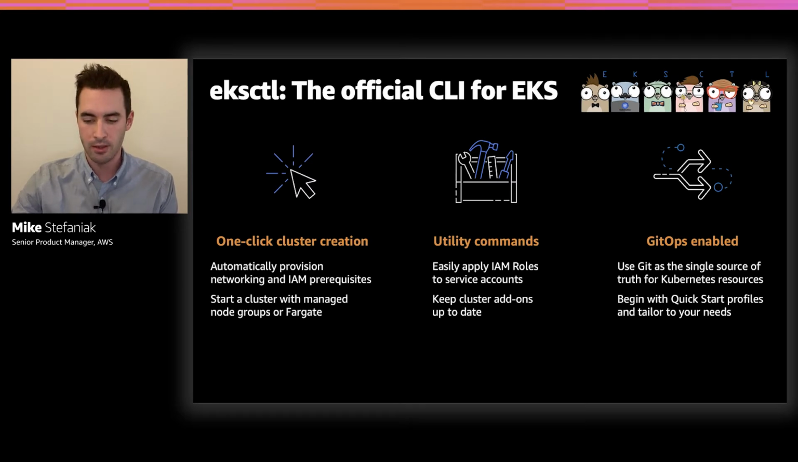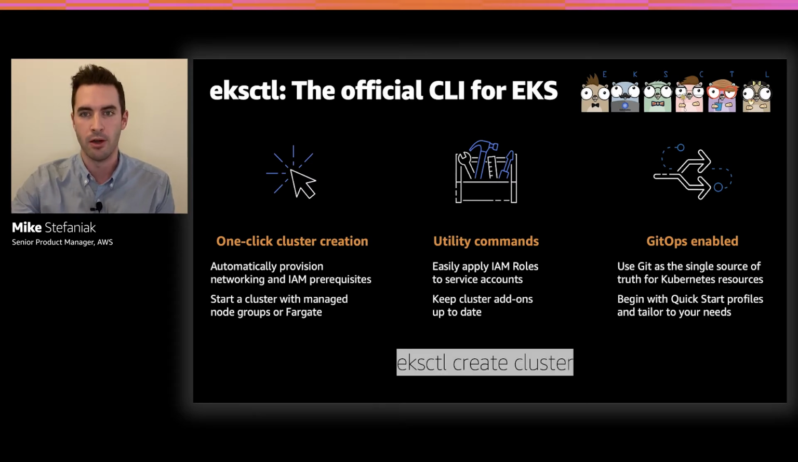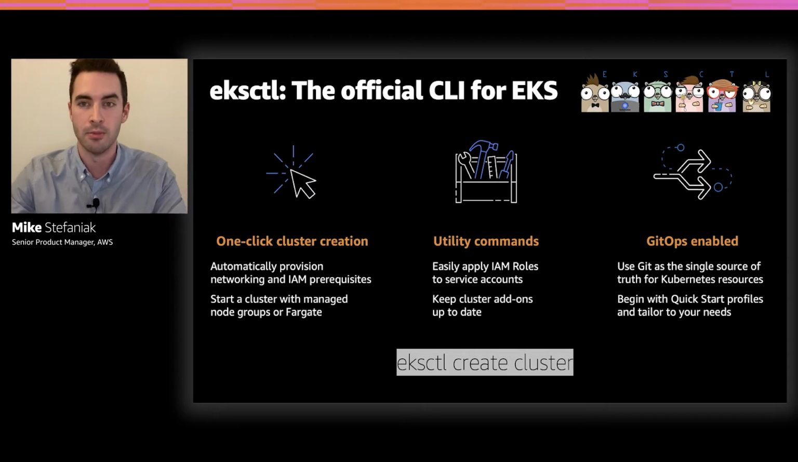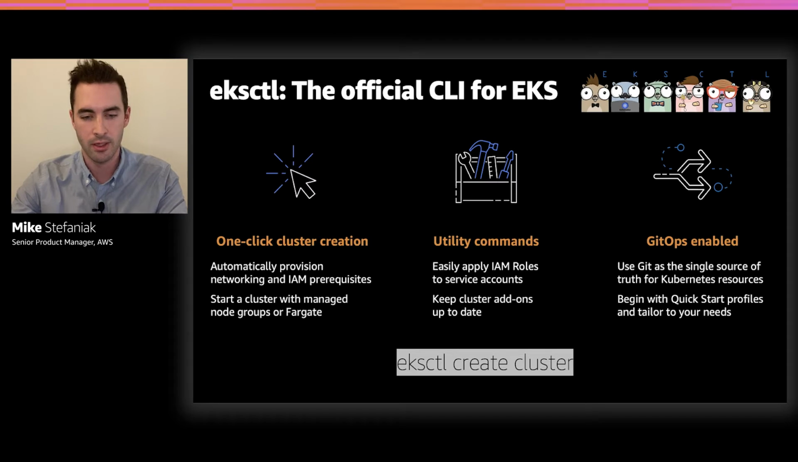With eksctl, it's as simple as that command shown on the bottom of the screen. You run the create cluster command, and you'll get a VPC, IAM roles, a cluster with node groups or Fargate capacity configured with best practices, and you don't have to. It's the easy button to create a cluster, and it includes utility commands, for example, to do things like applying IAM roles to particular add-ons. Utils commands keep add-ons up to date for the ones that weren't originally part of EKS add-ons.